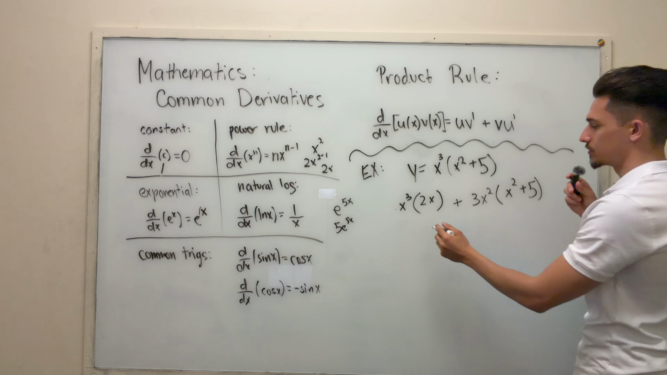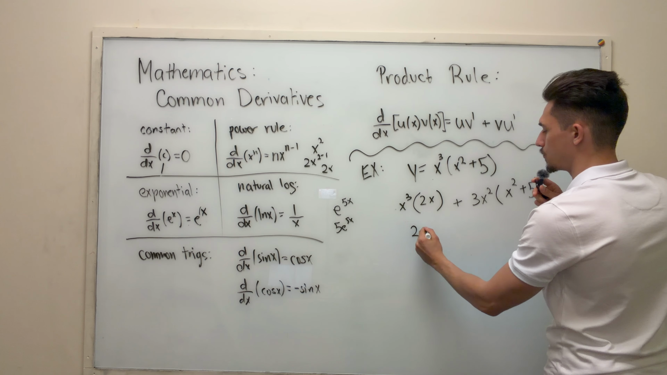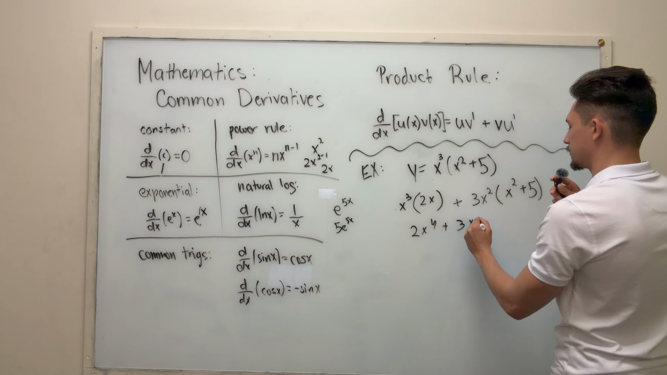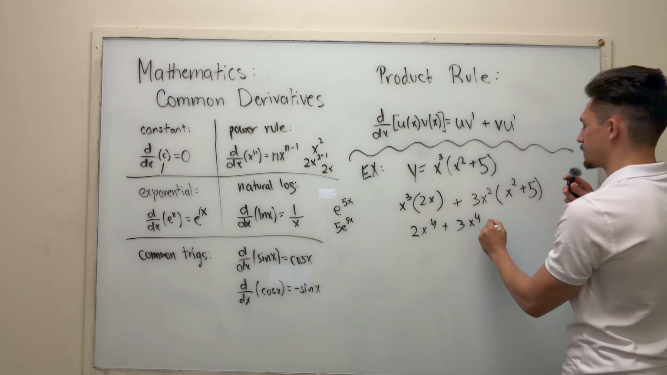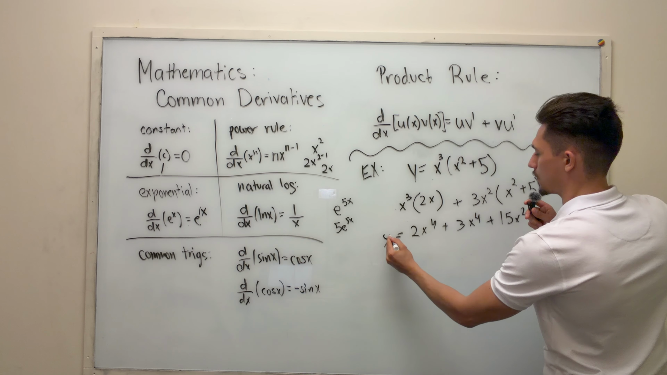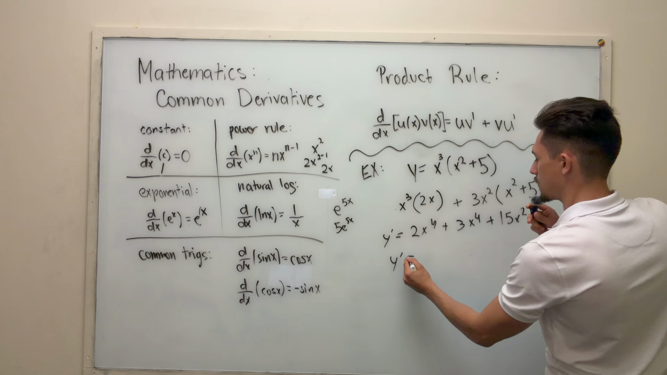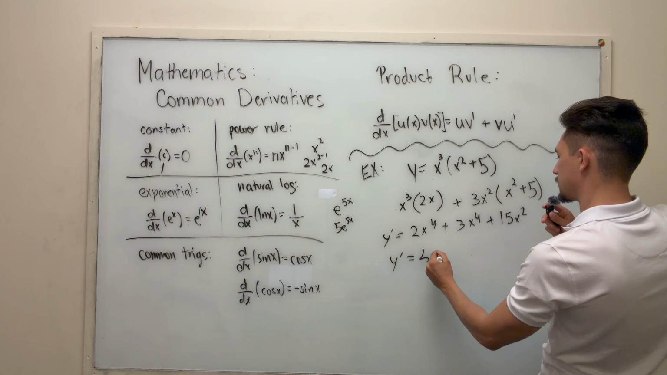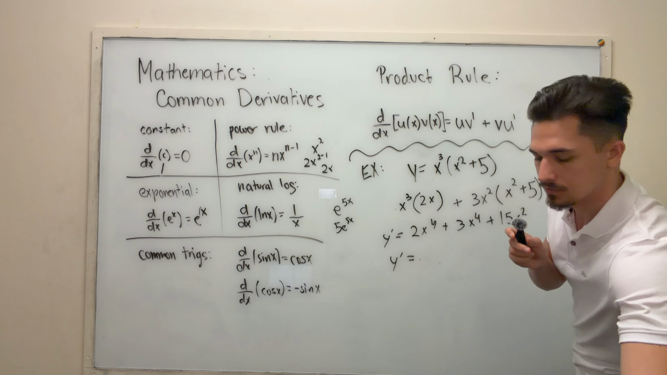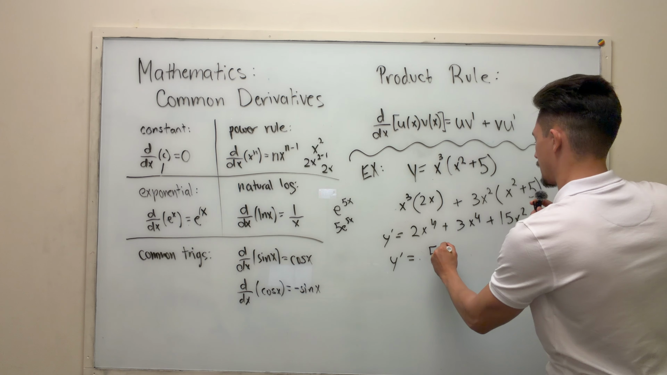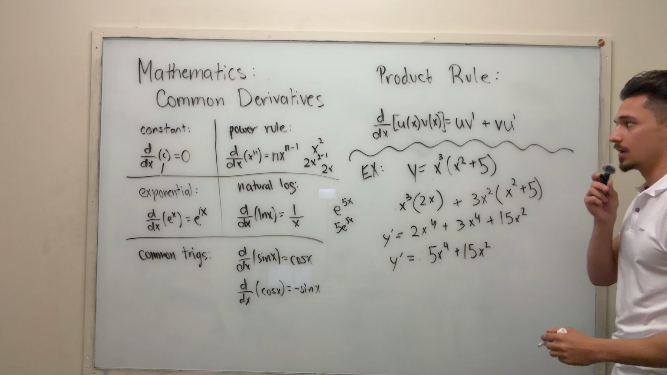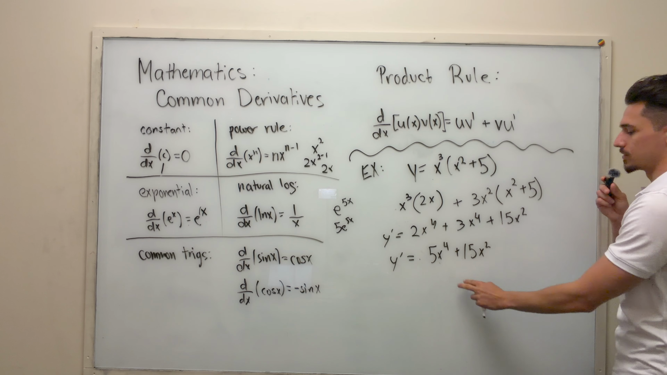Now, from here, we can just multiply the two. In this case, we get 2x to the fourth plus 3x squared multiplied by 5, plus 15x squared. And if we take the derivative of this, we get 2x. Oh, sorry. You would add these two, so you get 5x to the fourth plus 15x squared. And that's the derivative of this function.